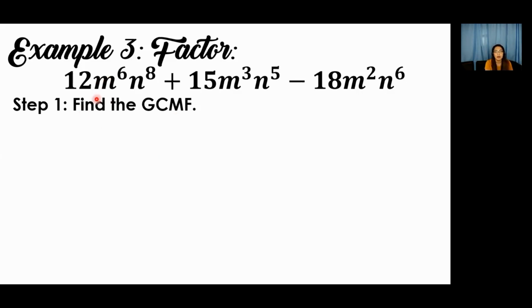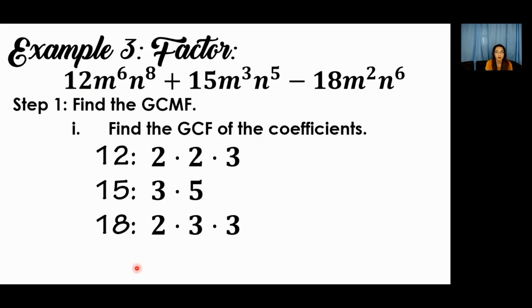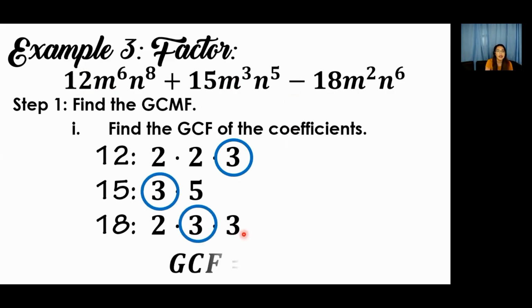So, start tayo sa coefficients or yung constants natin. 12, 15, and 18. Again, pwede tayong mag-listing method ng prime factors. Ito yung pinaka-safe pero medyo matagal. Alin ang common sa kanila? Common lang sa kanila ay 3. So that is our GCF for the coefficients or constants. Again, pwede pong hindi tayo mag-listing method kung kaya nating isipin kung ano nga ba ang greatest number that we can divide out in our coefficients.